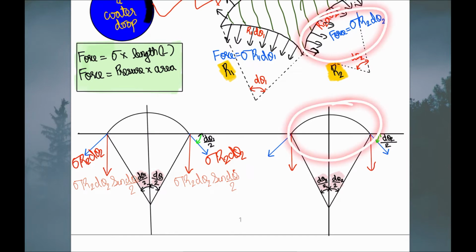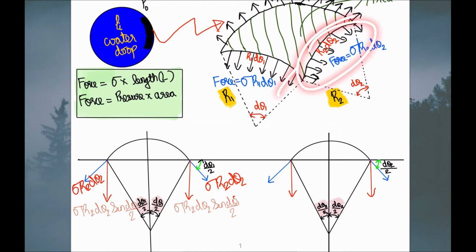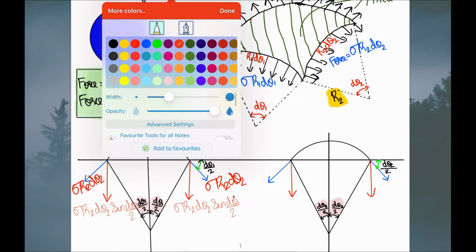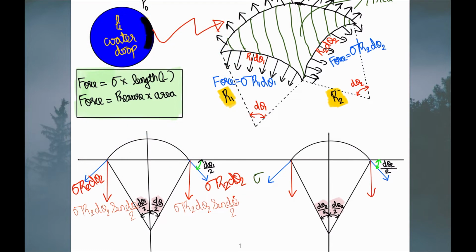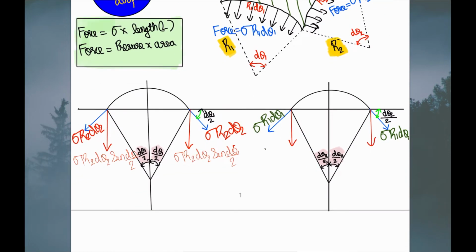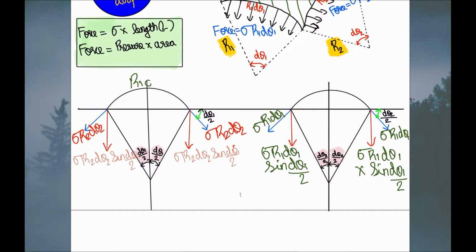And for this part, what is the stretching force? This molecule is getting stretched sideways. By what force? Let me change the color. Here it is sigma r1 d theta 1, and here it is also sigma r1 d theta 1, and the sine component of this force is sigma r1 d theta 1 into sine d theta 1 by 2. Here also the same, sigma r1 d theta 1 times sine d theta 1 by 2. Here this is r1 d theta 1, this is r2 d theta 2.